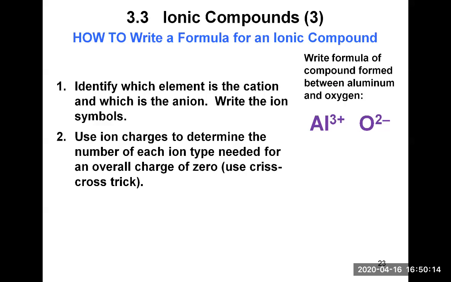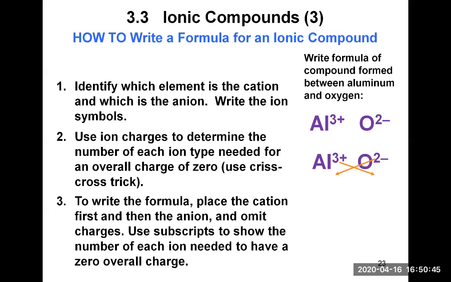The criss-cross trick uses the charges of the ions, and they will become the subscript for the other ion. So it looks like this. You crisscross the arrows. One arrow shows that the 2 from the -2 charge of oxygen will become the subscript for aluminum, and the 3 from the 3+ charge of aluminum will become the subscript for oxygen.